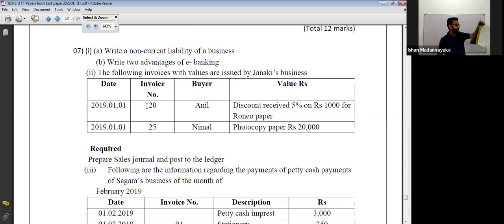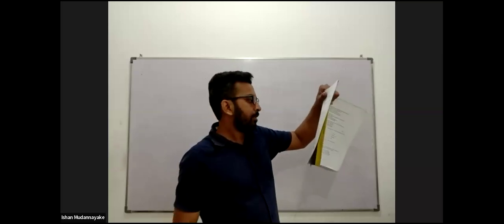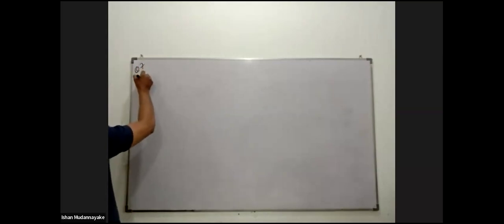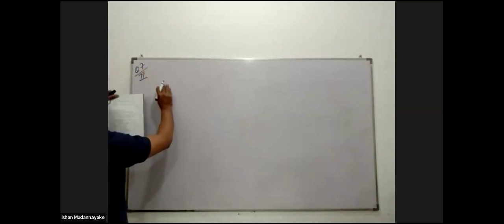For this question, sales journal. The following information, right? Sales journal. Question number 7, Roman number 2. Sales journal.